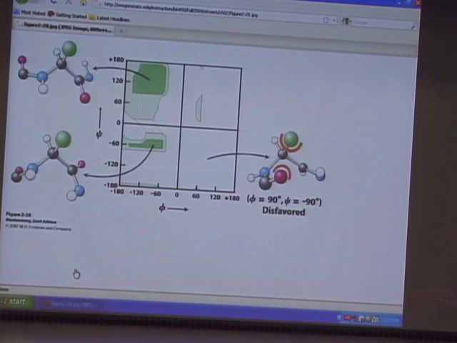The stablest regions on his plot are shown in green. The darker the green, the more stable. The lighter the green, the less stable. And wherever there's white, it's unstable.